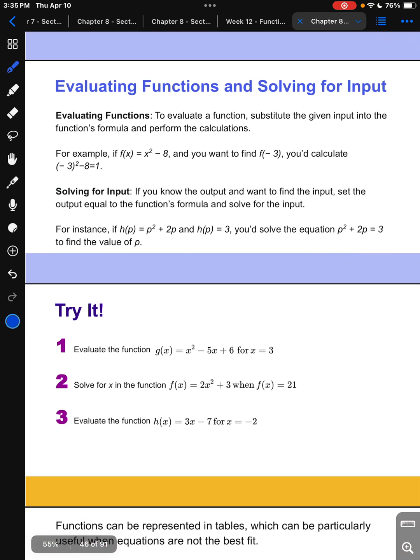So if we want to evaluate these functions, if I have g of x equals x squared minus 5x plus 6, I'm going to take g of 3. That means I'm going to input 3, and we'll replace all the x's with 3.